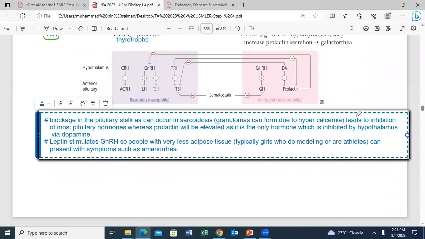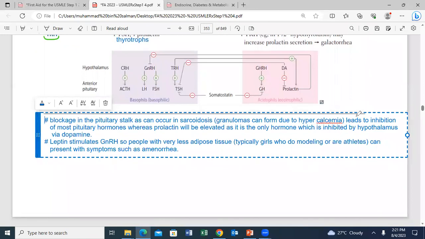Now let's head towards the extra information which I have mentioned over here. And that extra information says, first of all, let me tell you about sarcoidosis. Now, sarcoidosis is a pathology, although we will discuss it in other systems also. So I'm giving you a brief overview. We have the activation of vitamin D in the liver and then the kidney. In the kidney, it is hydroxylated into 1,25 dihydroxy vitamin D.